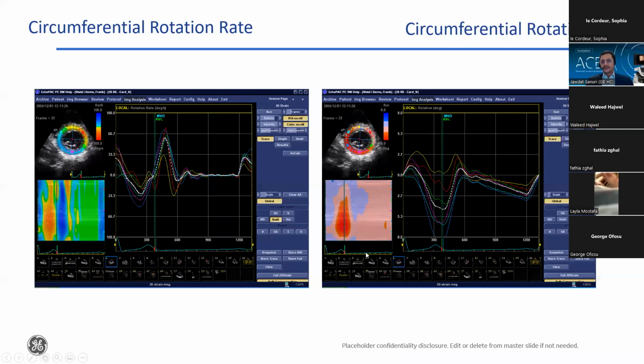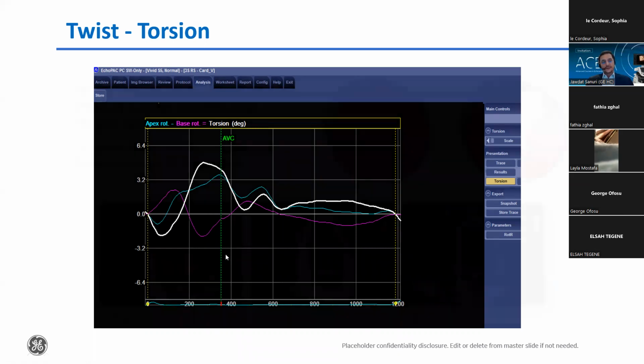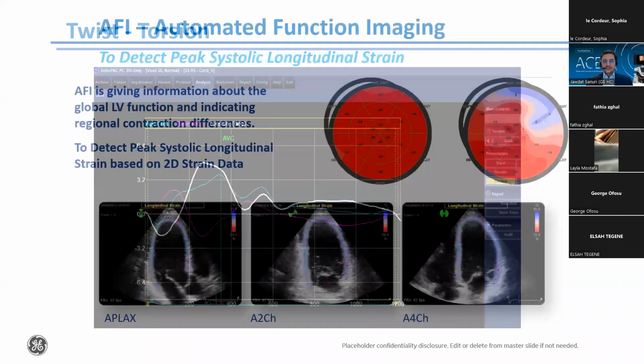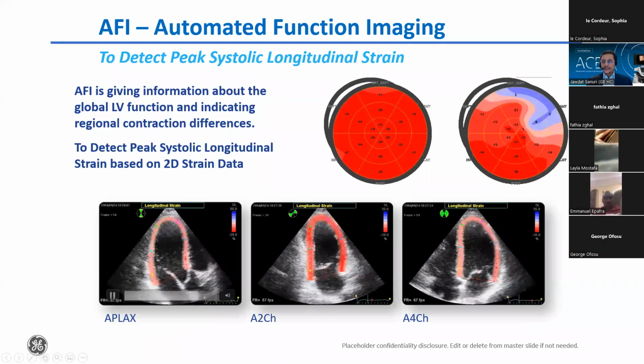The parameters are really many. You can get endless information. There's also the twist or torsion, the difference in rotation between the apical ring and the basal ring, and the torsion or the twist in degrees between the two rings, the difference in rotation between the two.